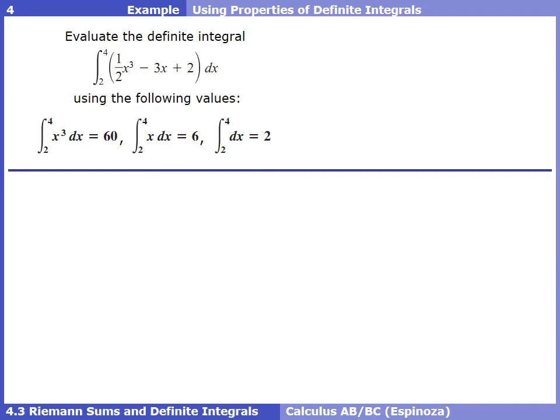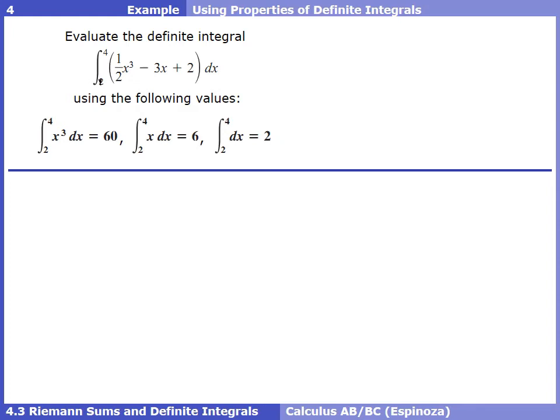Okay, let's practice evaluating some more definite integrals. Here we want to evaluate the definite integral from 2 to 4 of 1/2 x cubed minus 3x plus 2 dx. And then they give us a bunch of information at the bottom.